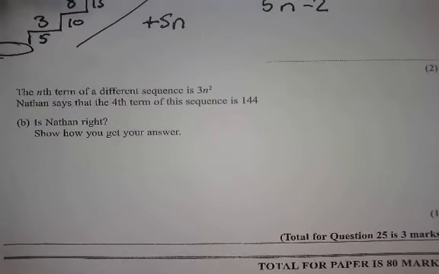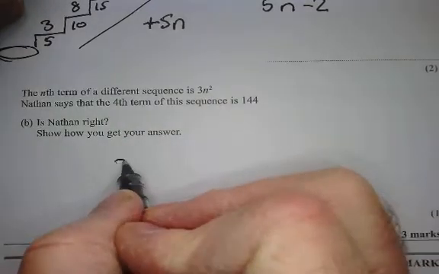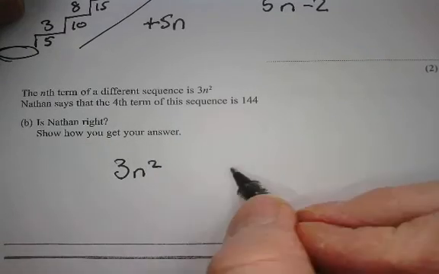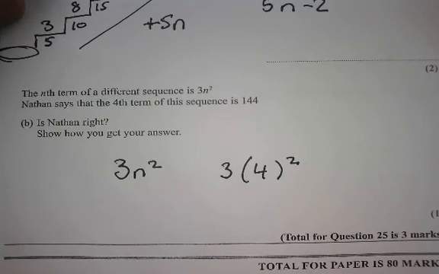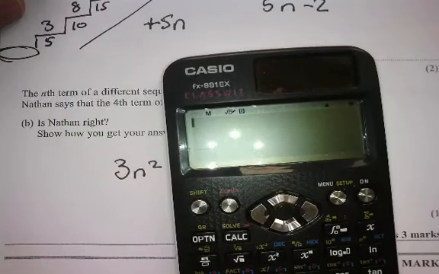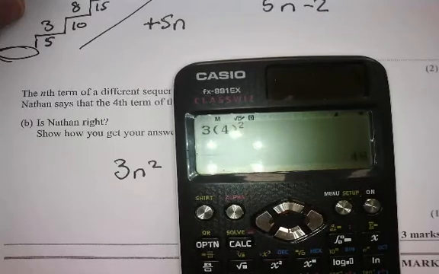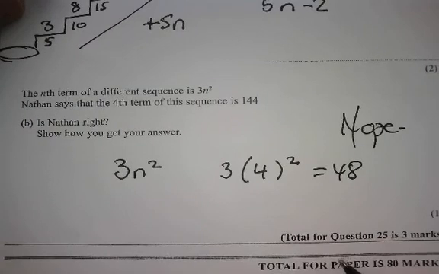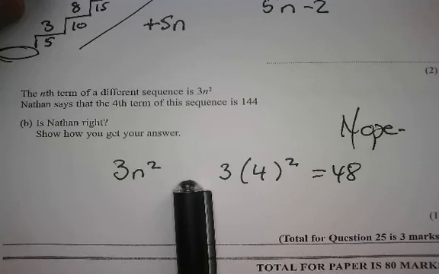And then, right near the end, it says the nth term of a different sequence is 3n squared. Nathan says that the fourth term is 144. Is he right? What we're going to do is drop in the value of 4 and see if it comes out as 144. That's all I need to do. So on my calculator, I literally go 3, open bracket, 4, close bracket, squared, equals 48. Nope, he's not right. And that's it. Happy days.